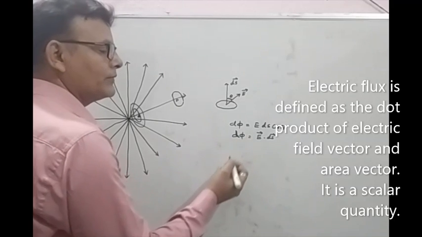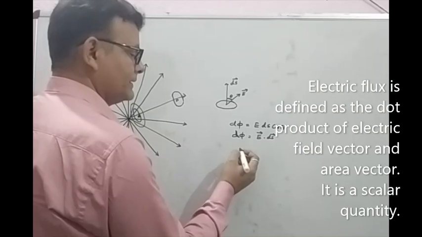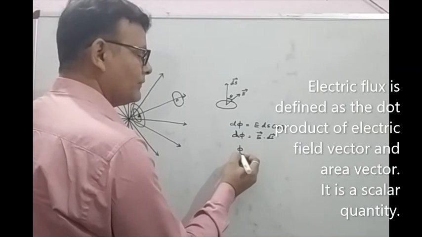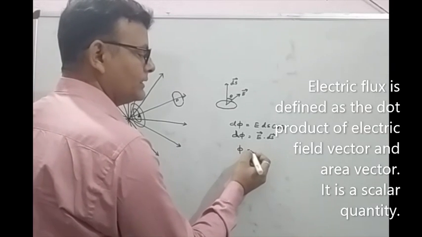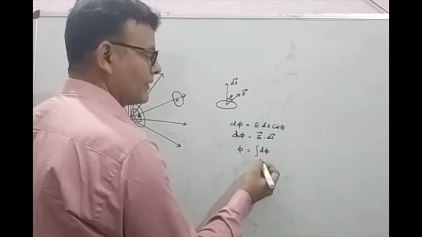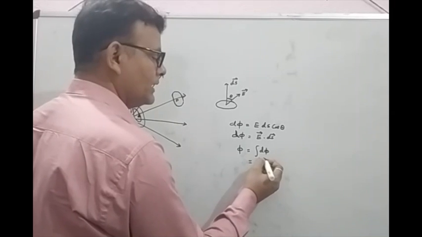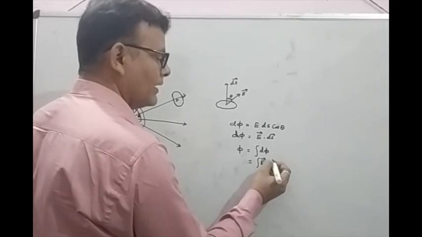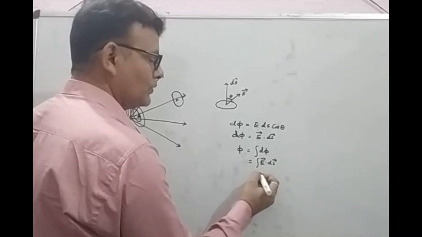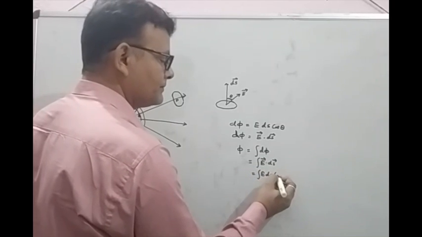The total electric flux can be calculated by integrating it. That is, total electric flux phi is equal to integral d phi, which is integral E dot ds, and it is also equal to integral E ds cos theta.